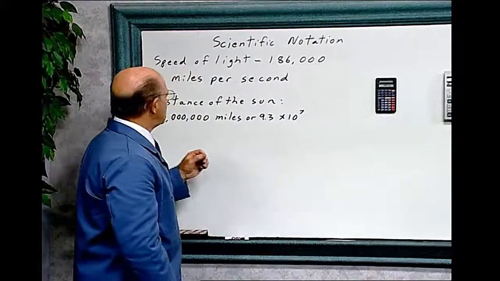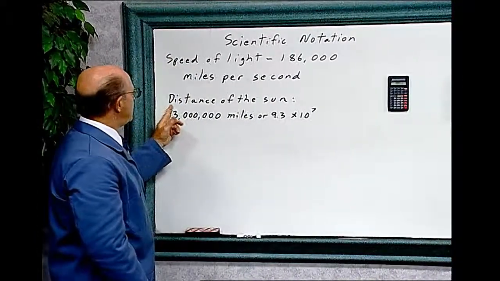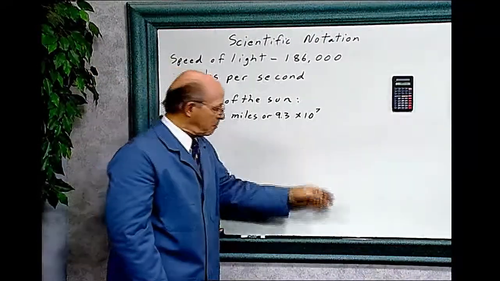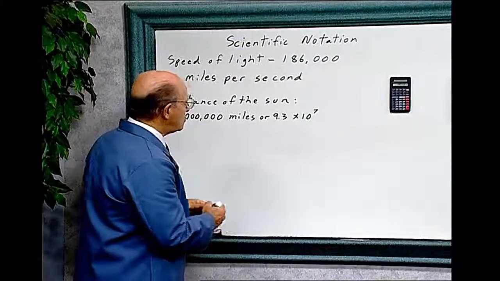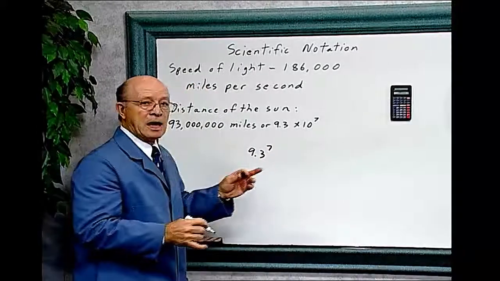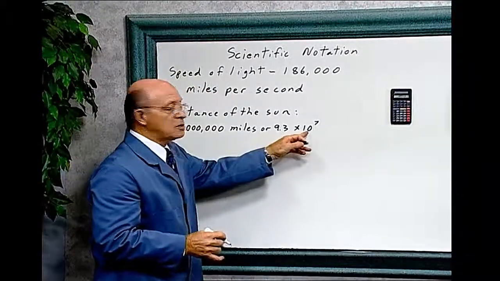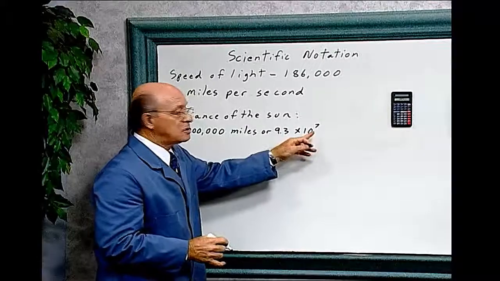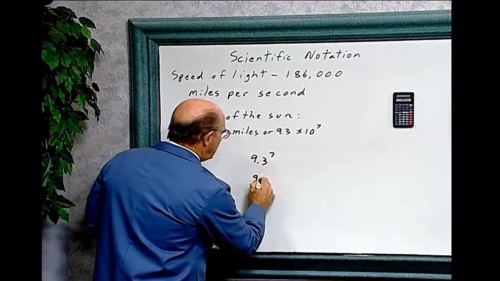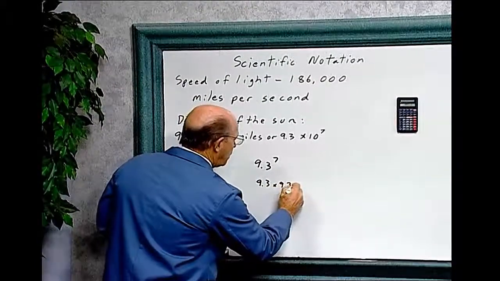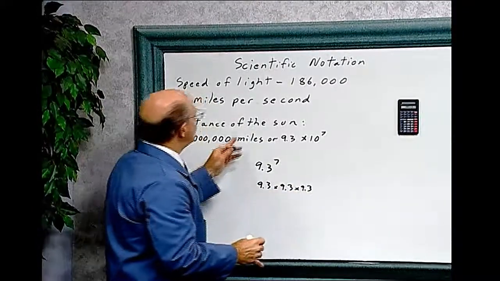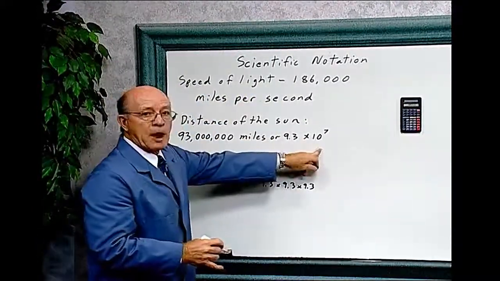Now, I'd like to point something else out. In the book, you have this problem. Distance of the sun is 93 million miles, or 9.3 times 10 to the 7th power. Do not do this: 9.37. That is not 9.3 times 10 to the 7th power. You have to put times 10 to the 7th power. Because what this number means, it's an exponent. It's 9.3 times 9.3 times 9.3, 7 times. So in doing scientific notation, make sure you write it properly.